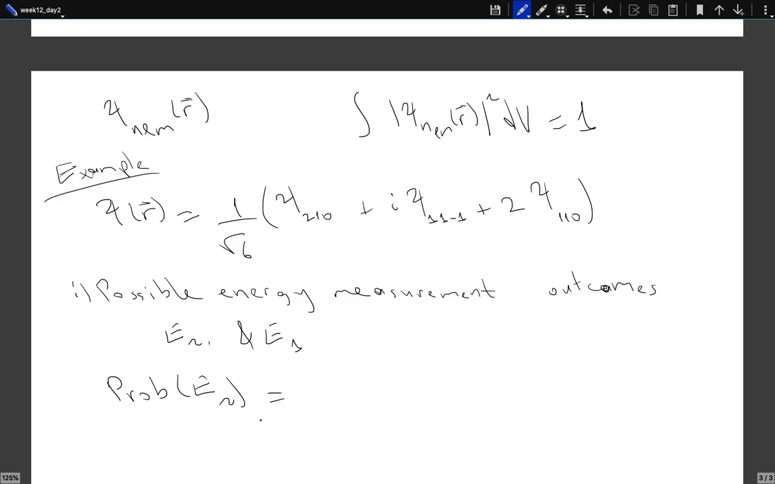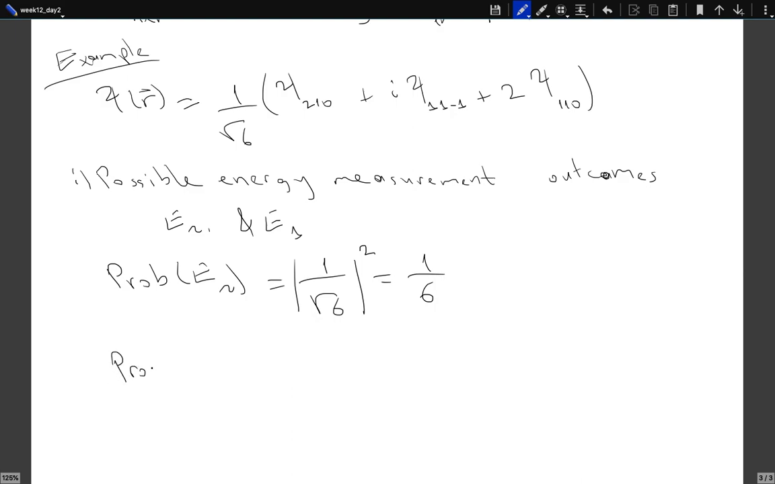Well, this wave function has the energy E2. Its coefficient is 1 over square root of 6. So this is the probability, 1 over 6. So if you have, let's say, 6 million hydrogen atoms having exactly this wave function, when you measure the energies of these hydrogen atoms, in 1 million of your measurements, you will measure the energy E2.